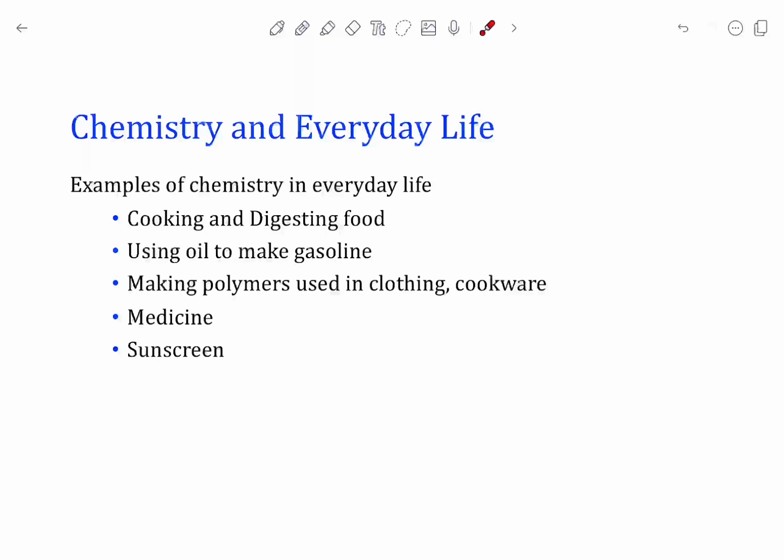Any sort of medicine that we take is a form of chemistry, because those are chemical compounds in the medications that we're taking. And I put this one on here because it is summer, at least where I'm at right now, and sunscreen is a major use of chemistry in blocking out UV rays.